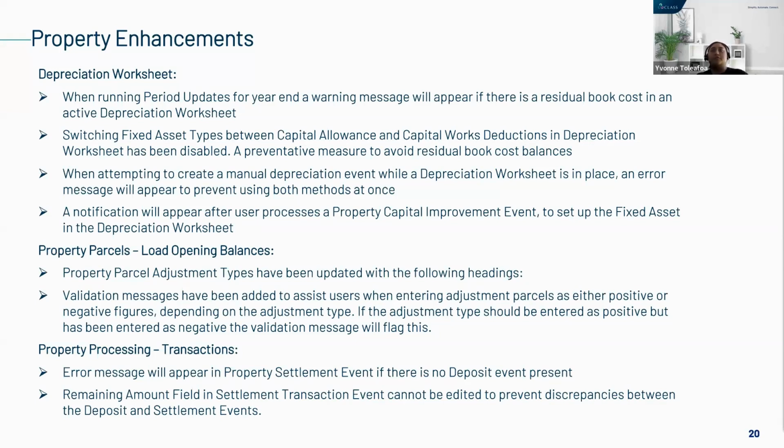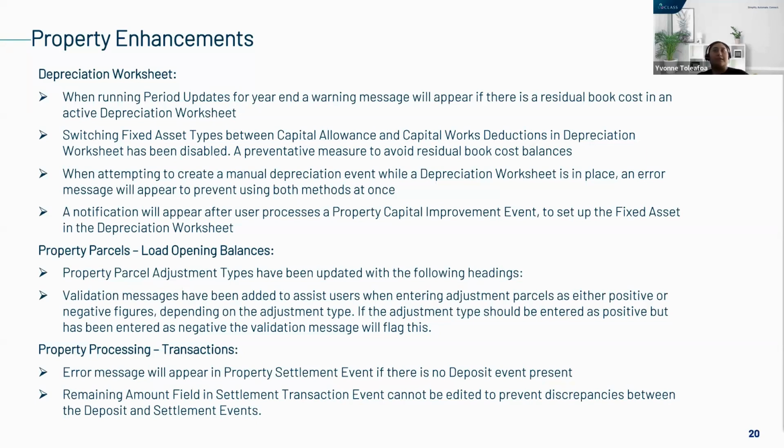Another enhancement we've introduced is if you try to change the depreciation type of an existing fixed asset in your worksheet. So if you try to change it from CA perhaps to CWD, you can't. Again, this feature has been disabled altogether. So you'll notice that if you come back in the next year or something and you try to change whatever the type is, you'll see that the depreciation type has been grayed out.